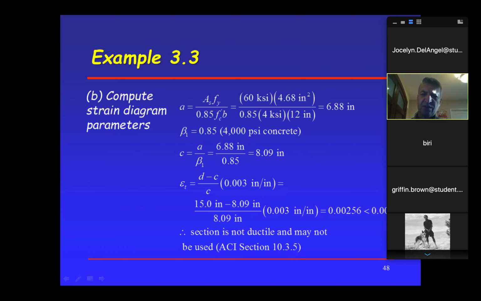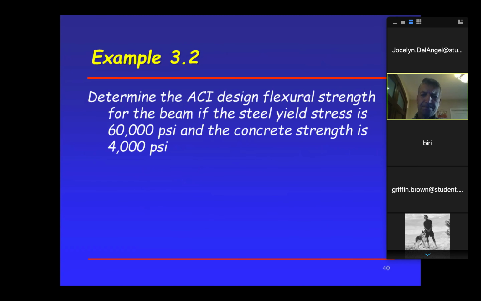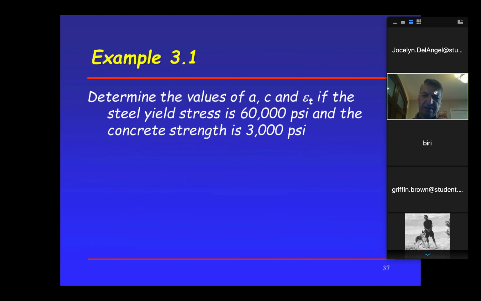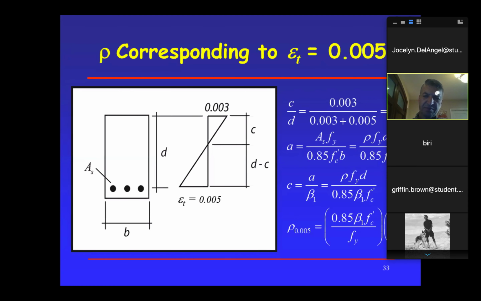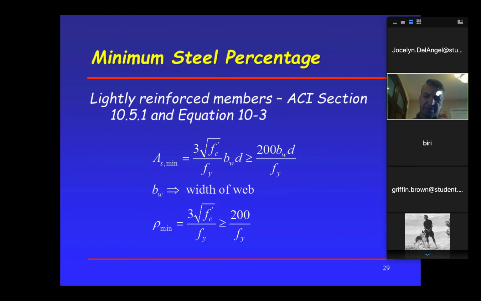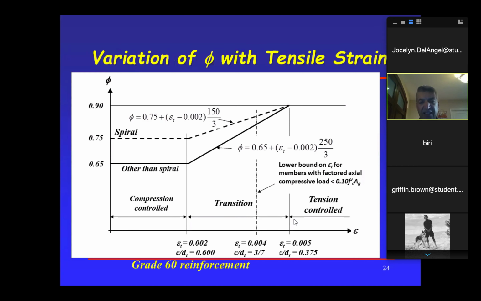One second, so let's go back to this chart. Right here, see, this is the epsilon t, the x-axis. 0.0026, somewhere here. It's less than 0.004. What did we say in this area? The code does not allow us to be in this area. So this beam is no good, right? This beam is no good. We said we have to be above 0.005.